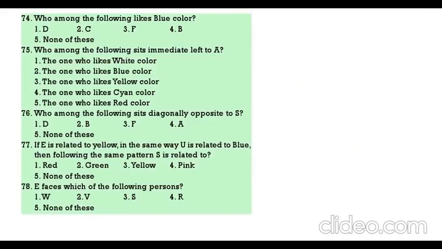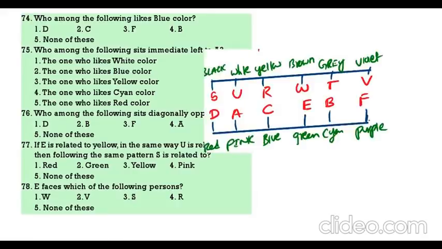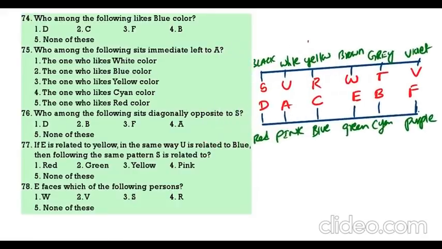See the first question, 74 to 78. Who among the following likes blue color? C. Who among the following is to the immediate left of A? D, the one who likes red color. Who is diagonally opposite to S?